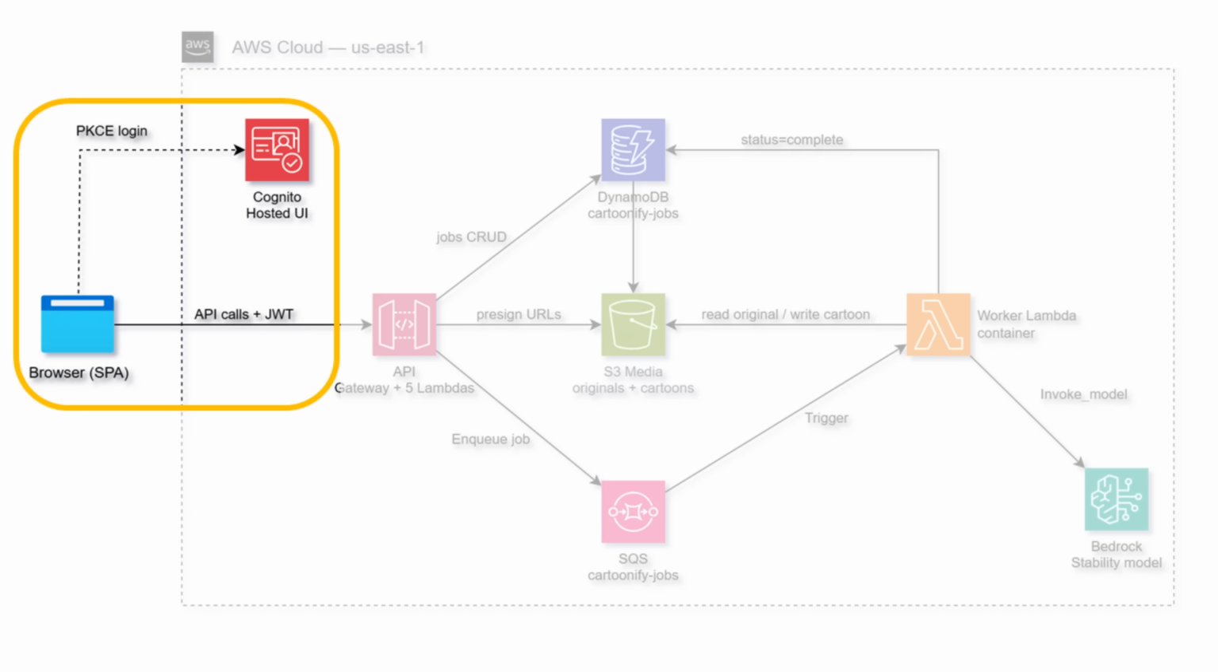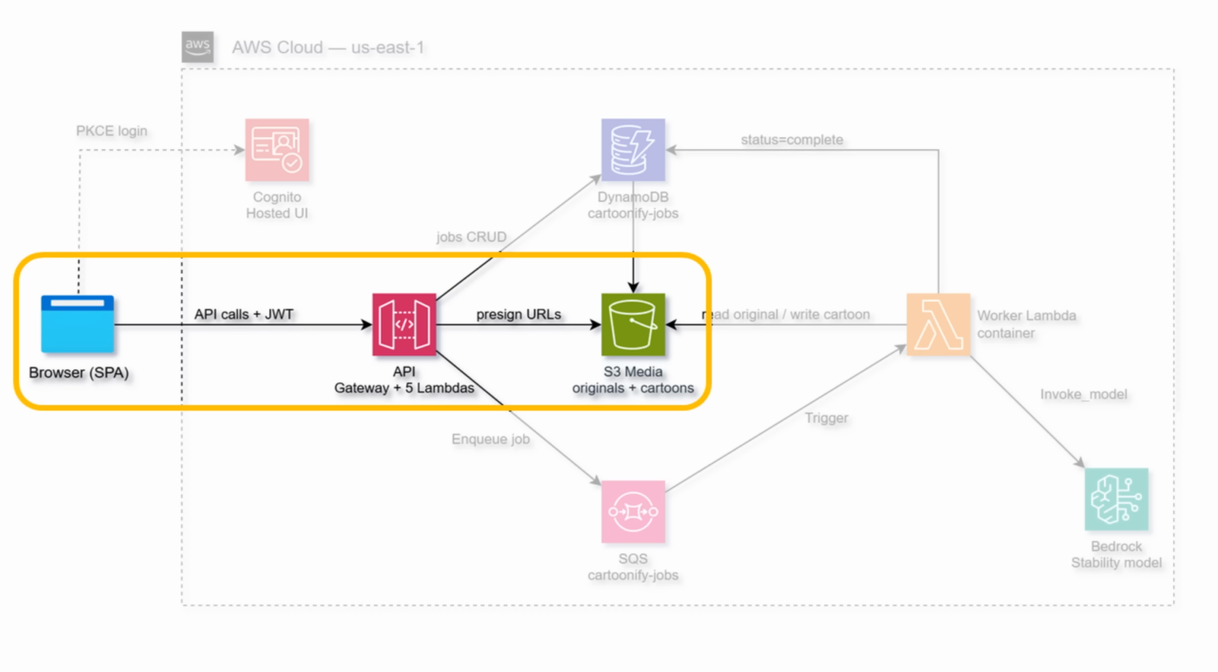The app uses Cognito for authentication. The browser completes a PKCE login flow and receives a JWT. Every API call sends that JWT to API Gateway. The gateway validates it before any Lambda runs. The image goes directly from the browser to S3. It never passes through a Lambda function.